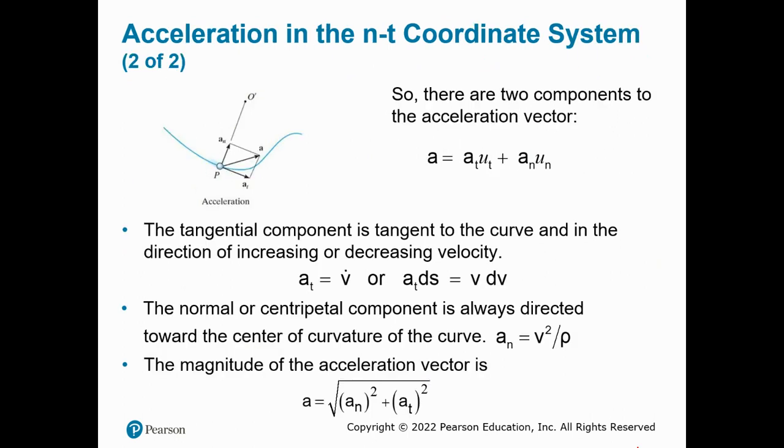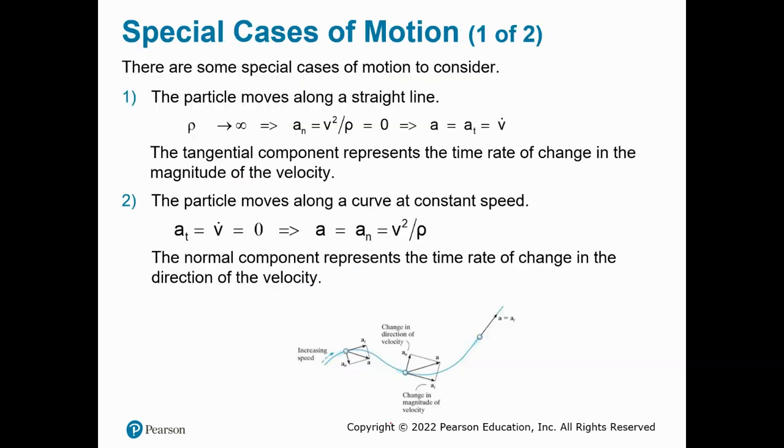Okay, so the tangent component is tangent to the curve, in the direction of increasing s, right here in the direction of the velocity. So the tangent component changes the magnitude of the velocity, and the normal component is calculated as velocity squared divided by rho, the radius of the curvature, which changes the direction. And overall, we use the Pythagorean theorem, which gives us the square root of an squared plus at squared. Now, two special cases.